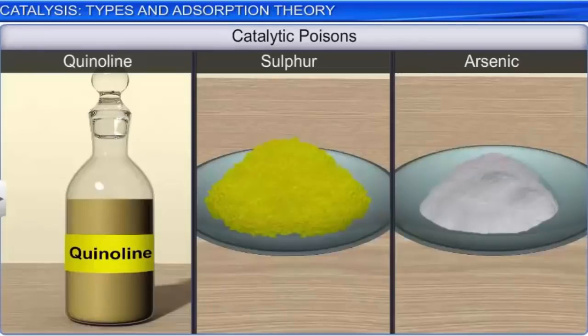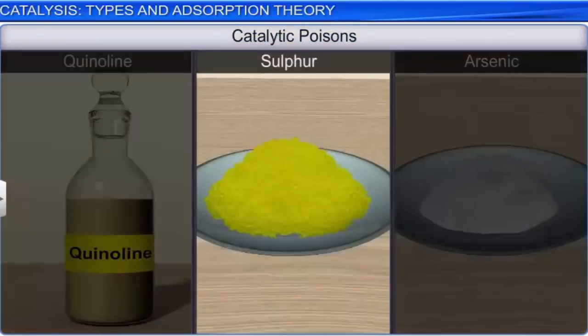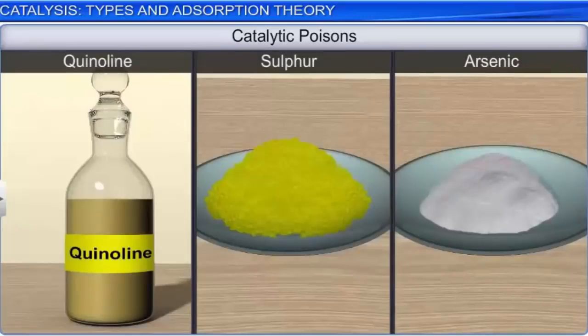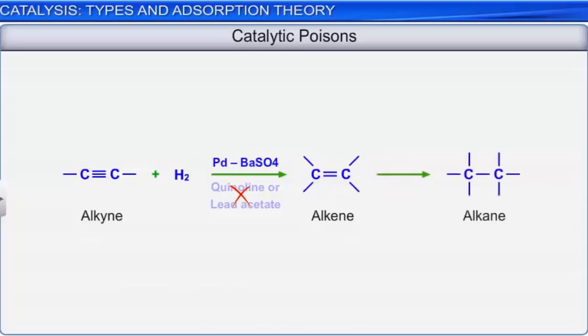There are certain substances that lower the activity of the catalyst. They are called catalytic poisons. Quinoline, sulfur, and arsenic are commonly used for poisoning the catalyst. For example, Lindlar's catalyst is poisoned with quinoline or lead acetate for carrying out the hydrogenation of an alkyne to an alkene. Otherwise, the reduction will go on to the alkane stage.